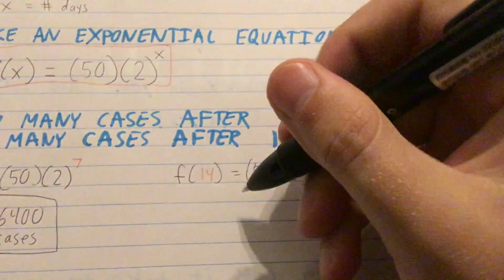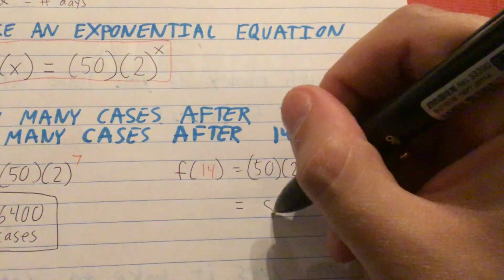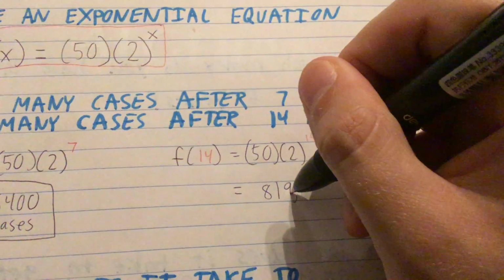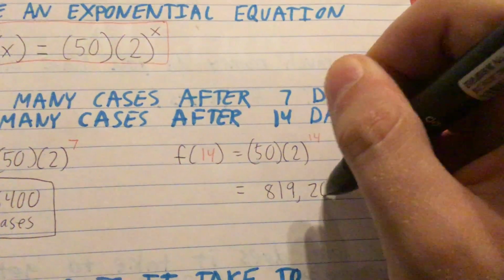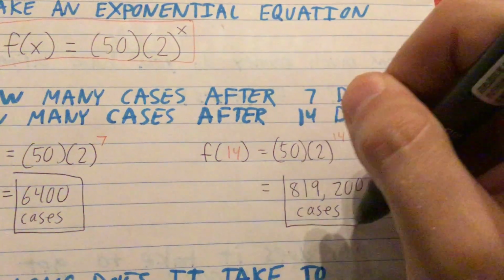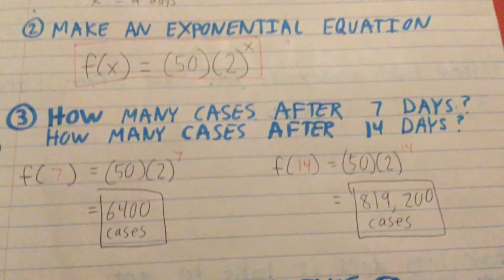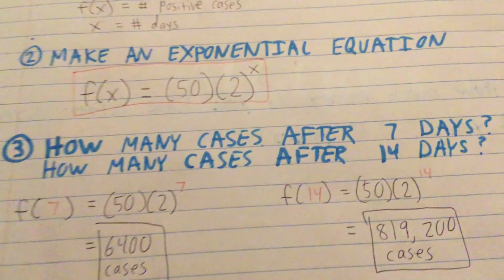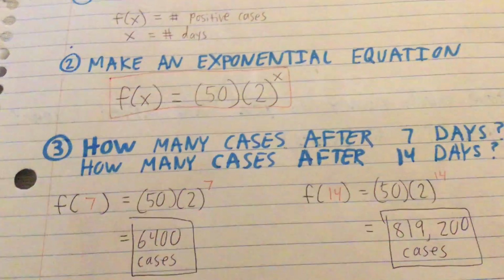Do you see how dangerous a virus can be if it doubles every single day? So 819,200 cases. Okay, so I'm just going to let that absorb. So you guys have probably done that in junior high math.